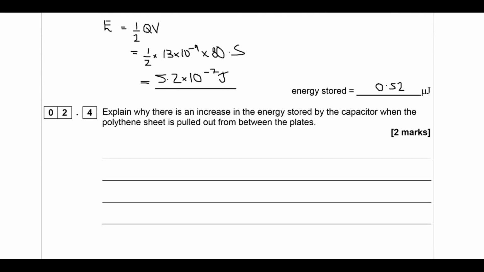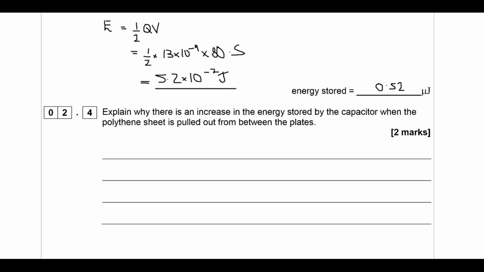Explain why there is an increase in energy stored by the capacitor when the polyurethane sheet is pulled out from between the plates. So when you have a dielectric between two plates, the dielectric molecules align with the field. So you get the positive parts of your dielectric aligned with the negative plate and vice versa. So essentially your dielectric is attracted to your plates. So if you're going to take it out, you have to do work against that attractive force, and that work you put in is why we get an increase in stored energy.